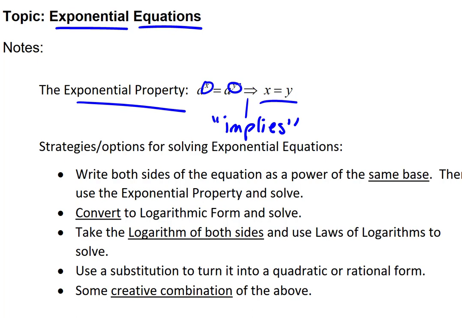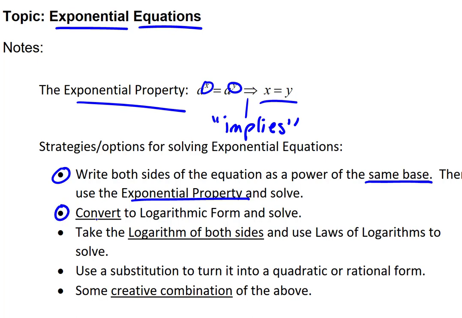We're going to also list out some general strategies or options for solving exponential equations. These are in no particular order, but one option is to write both sides of the equation as a power of the same base, then use the exponential property, which we just stated above, and solve.